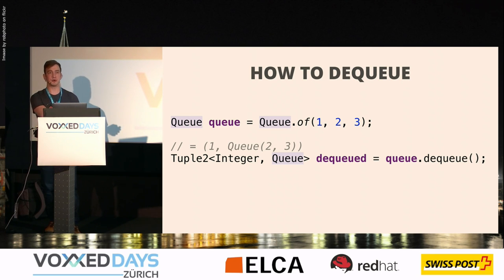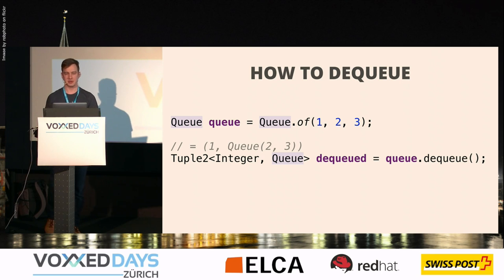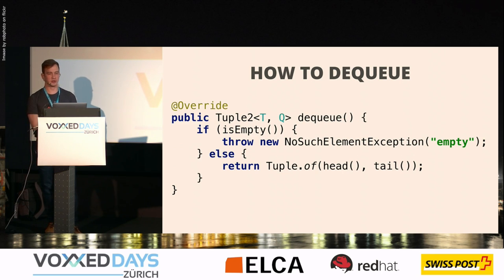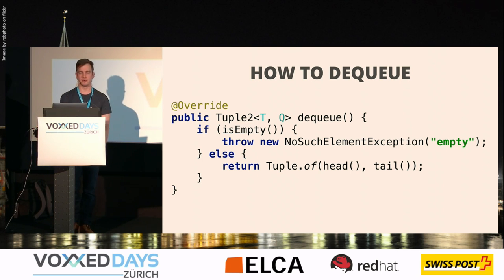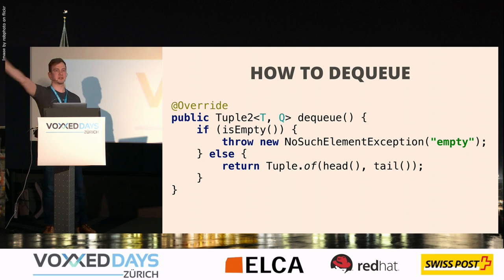However, with this approach, you know that the original queue is not affected, and you can definitely do that. So the actual dequeue would look like that. You just return a pair of the head element of the queue and the tail, which is the rest of the queue.